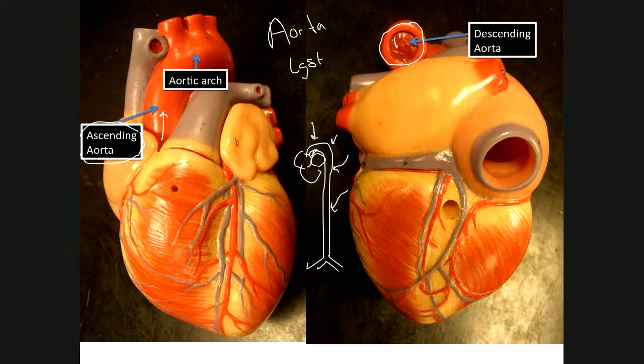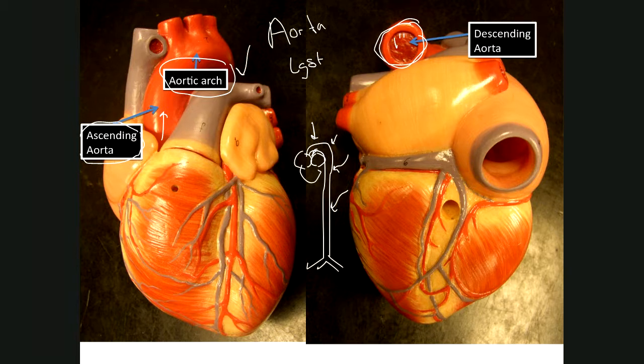And then it makes a curve like this. There's an arch. So that's the arch of the aorta, our aortic arch. And then it starts heading down. And so it's going to head down this way. And that's the descending aorta.